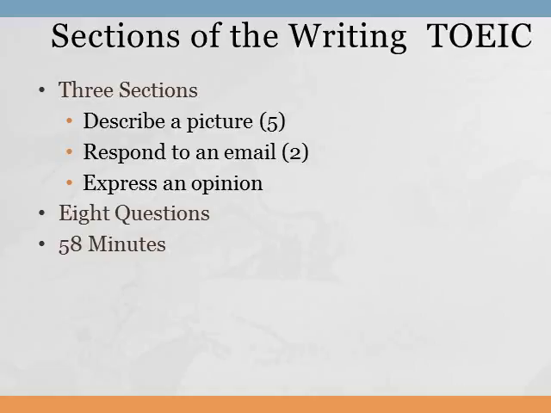For the sections of the writing TOEIC, there are 3 sections. Describe a picture, respond to an email, and express an opinion. So there's 5 pictures and 2 emails, so there's a total of 8 questions. They only allow 58 minutes to get through all 8 of these, which can be very tight when you're writing.